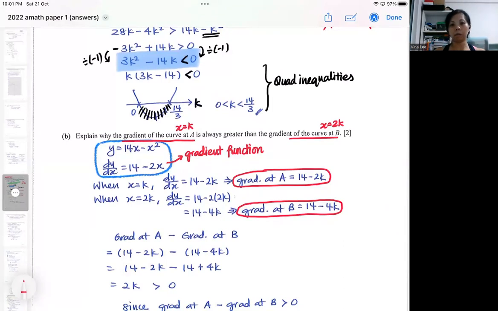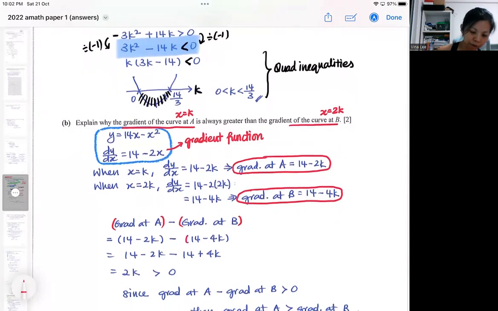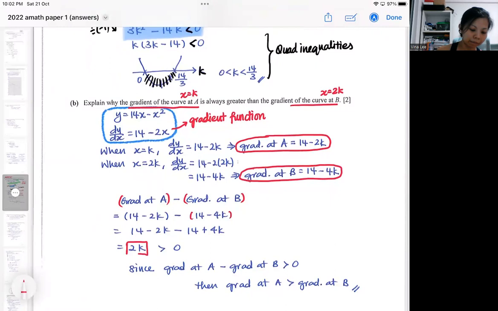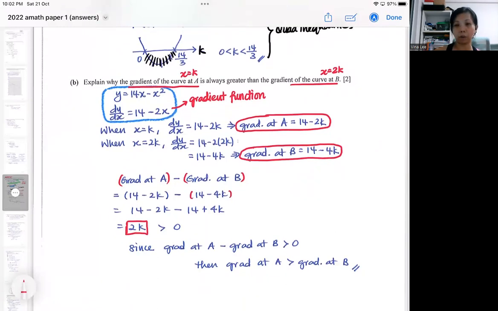How am I supposed to explain that the gradient at A is greater than the gradient at B? I'm going to try subtracting, to find the difference between the two gradients. If the difference is positive, that means A is bigger than B. So I use the gradient at A to subtract away the gradient at B. If I eventually get a positive value, it means the gradient at A will be greater. Do remember your bracket. It's a very simple operation, just linear subtraction. Eventually the difference between the two gradients is 2k, so I can safely say that 2k is greater than 0.